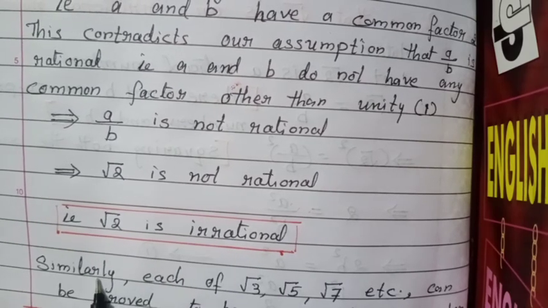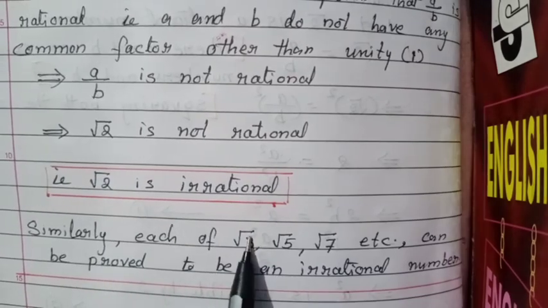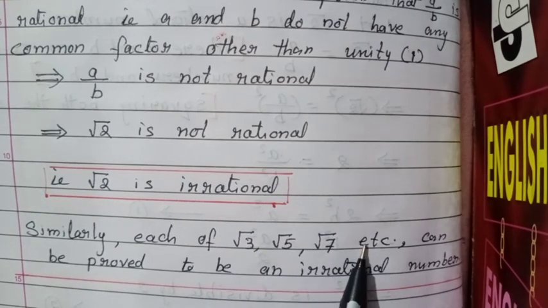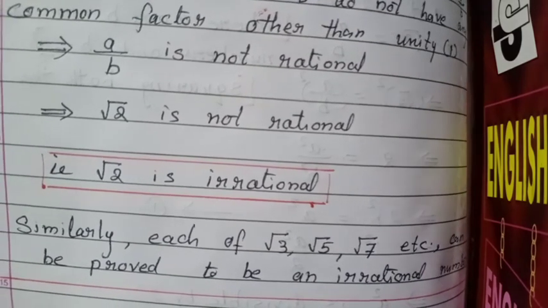Proved. Similarly, each of root 3, root 5, root 7, etc. can be proved to be an irrational number by the same procedure. Okay, I hope it is clear.